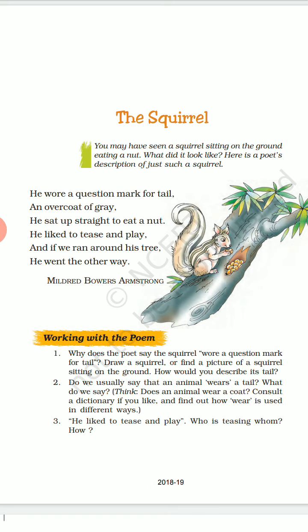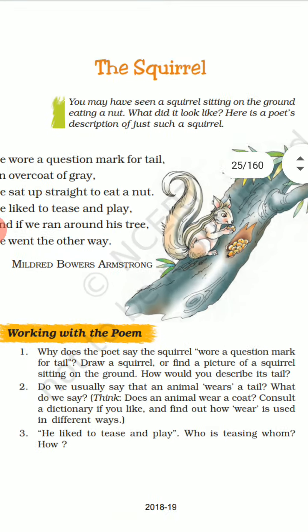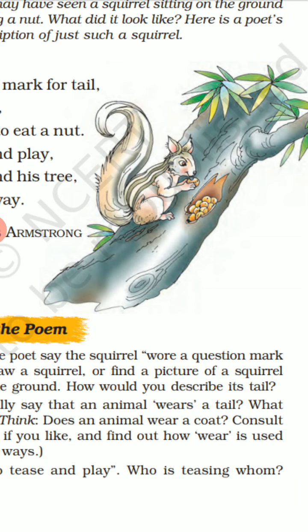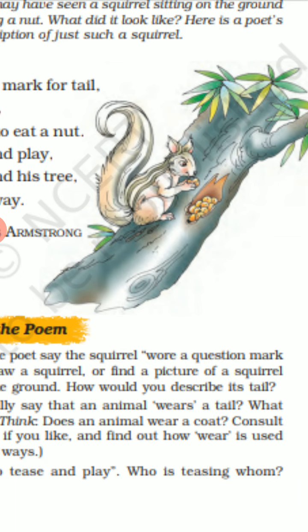Okay. Now let us see the second one, an overcoat of grey. So here the poet describes the squirrel's body. So the squirrel has a grey coat. According to the poet, the squirrel is grayish in color, right? So the fur or the body of the squirrel is so loose that the poet calls it an overcoat. You can see the picture of a squirrel. The squirrel looks very furry. It's gray in color. It looks as if it's wearing a gray coat.